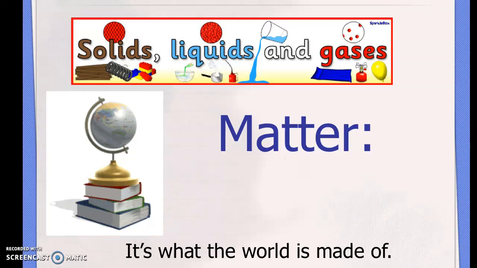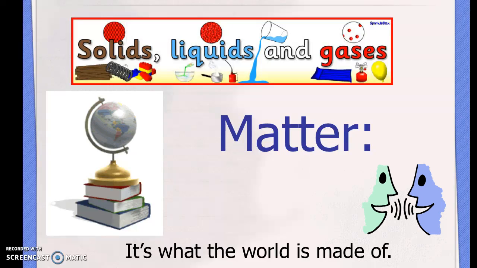Hey boys and girls, today we're going to talk about matter. Matter, it's what the world is made of. During this lesson, whenever you see this symbol, you're going to turn and talk to a partner. So make sure you're listening very carefully and ready to talk to a partner when I ask you a question.